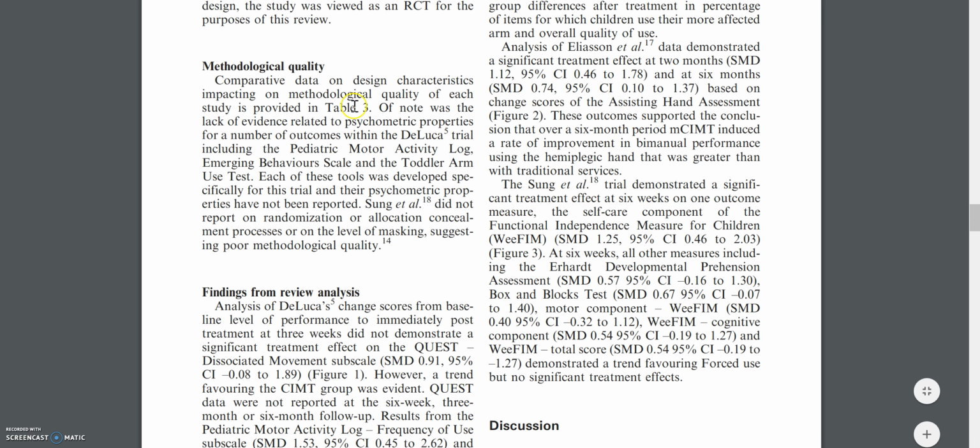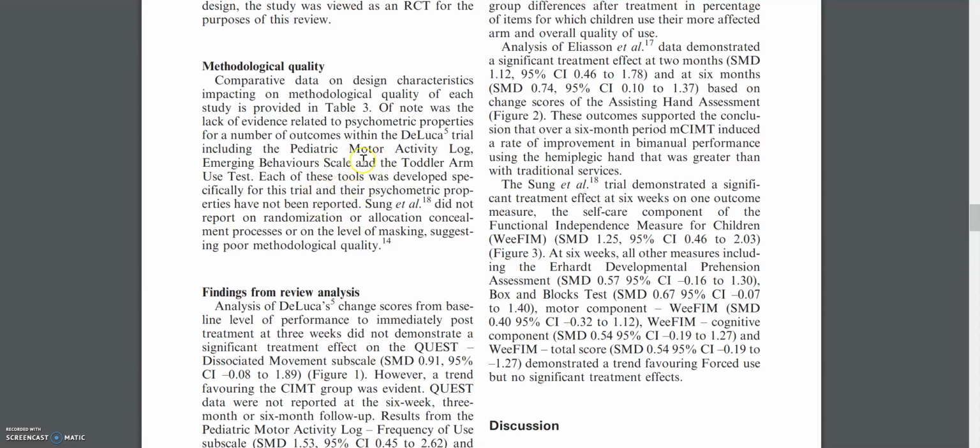Comparative data on design characteristics impacting the methodology quality of each study is provided in table 3, so they're telling us where to find that information in a graph form. Of note was the lack of evidence related to psychometric properties for a number of outcomes. Now remember, outcomes are how you're testing. With the DeLuca trial, which was one of the studies, including the pediatric motor activity log, also the emerging behavior scale, and the toddler arm use test, each of these tools were developed specifically for this trial, and the psychometric properties have not been reported.